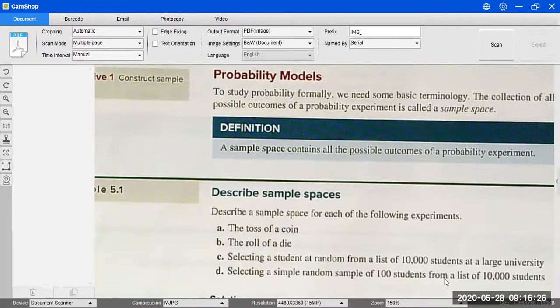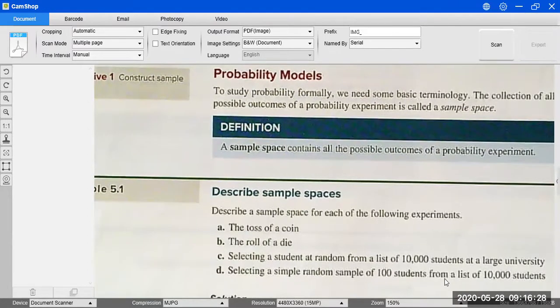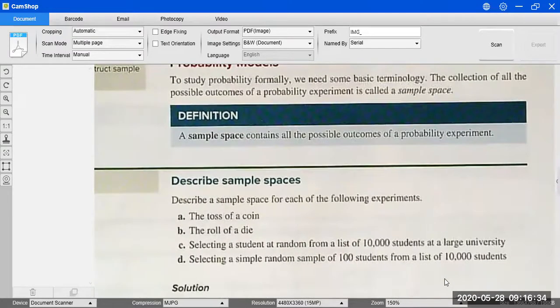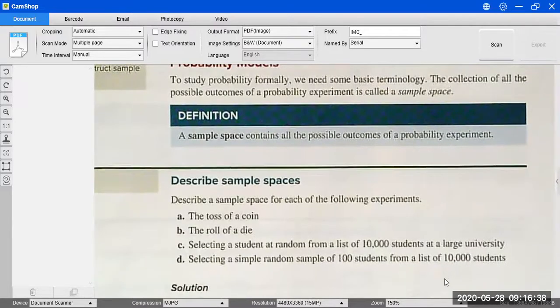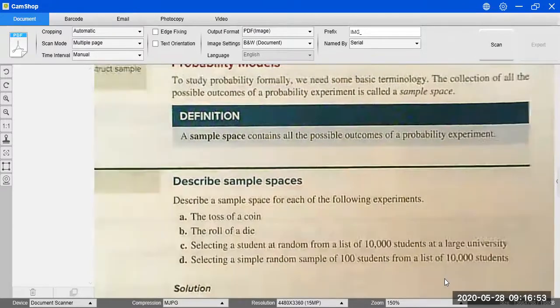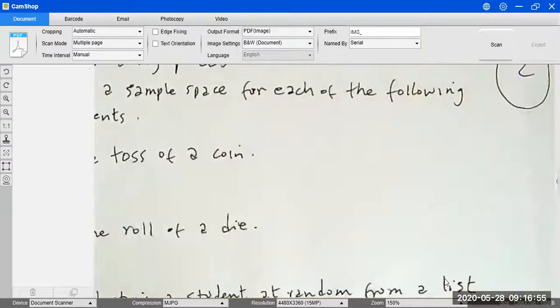So for example, the first case is when you toss a coin. Then we roll a die, and the fourth case that we're going to study is selecting a student at random from a list of 10,000 students at a large university. The last one is selecting a simple random sample of 100 students from a list of 10,000 students. So let's analyze these cases one by one.